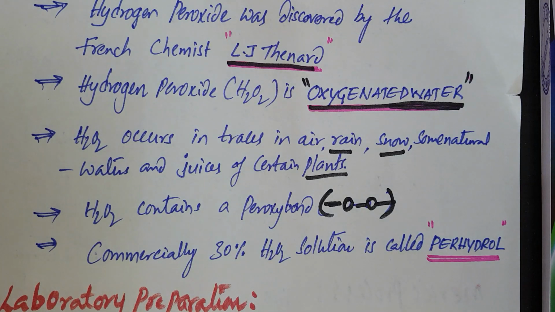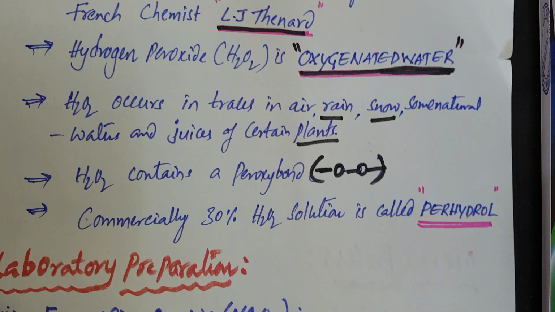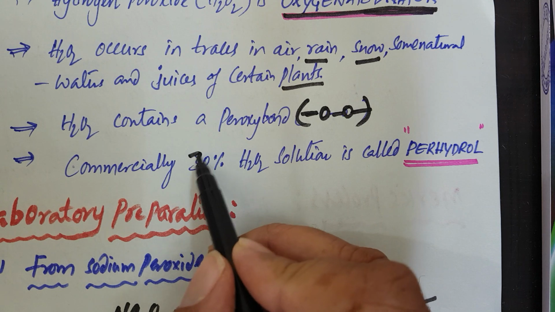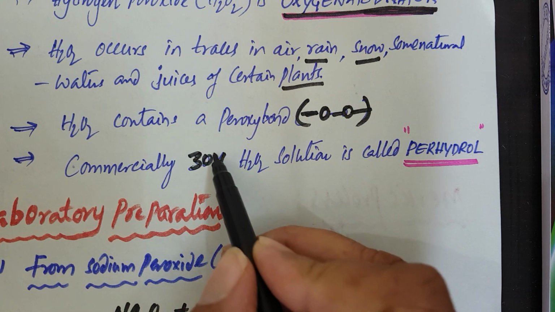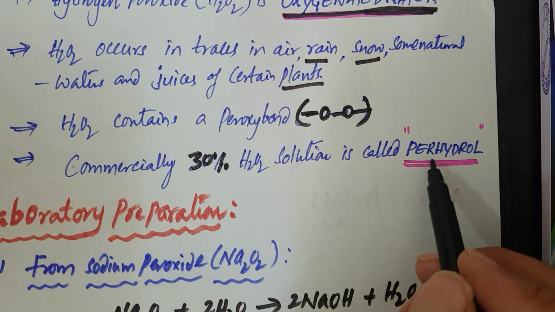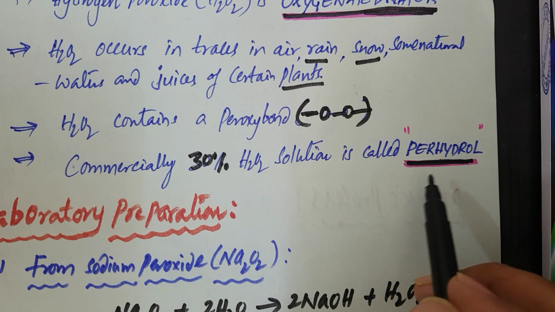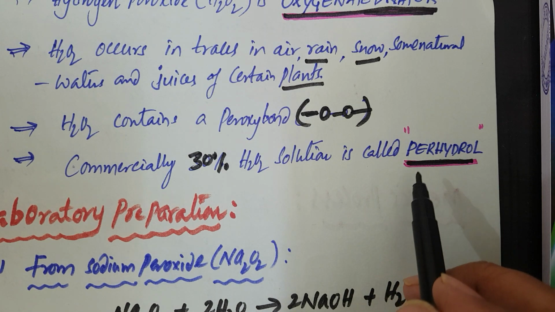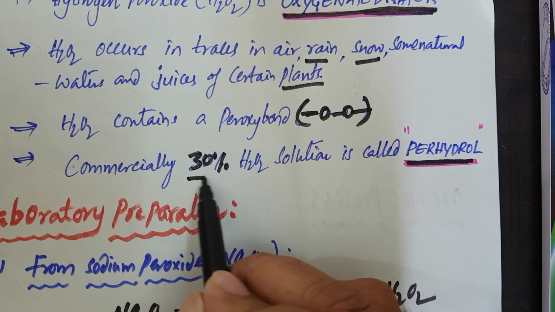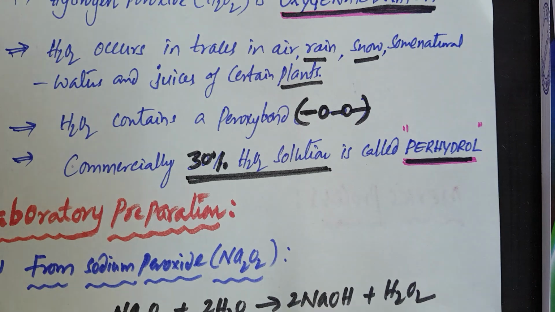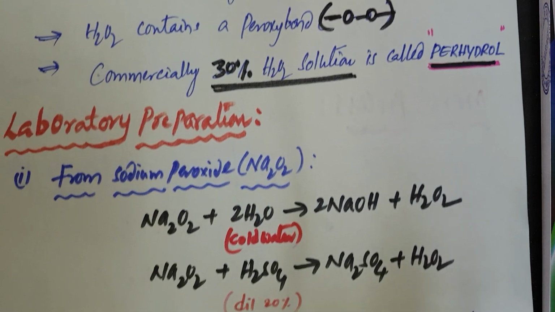Next point, commercially 30% hydrogen peroxide is called perhydrol. Perhydrol name itself indicates 30% of H2O2 solution is known as perhydrol.